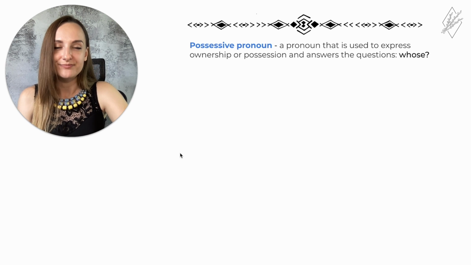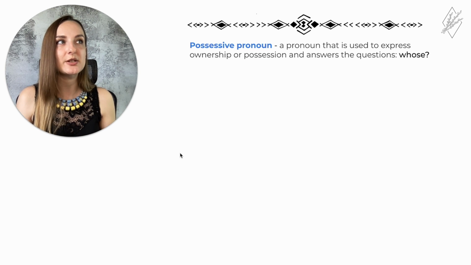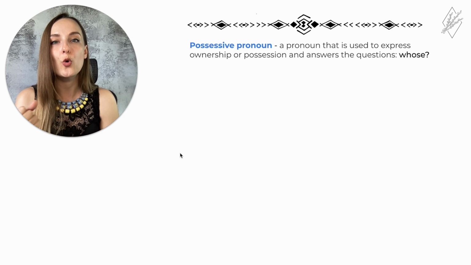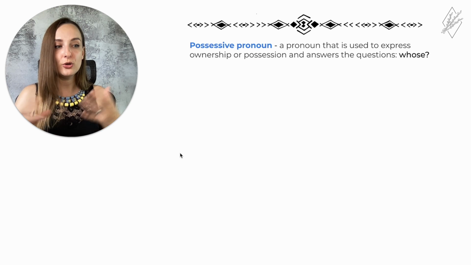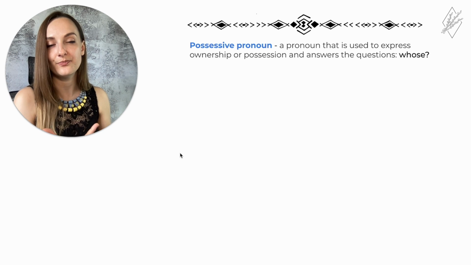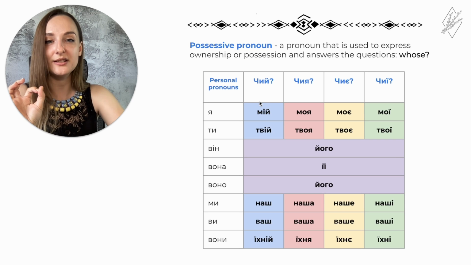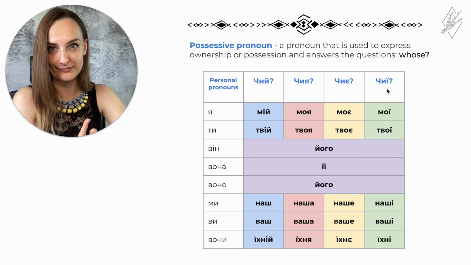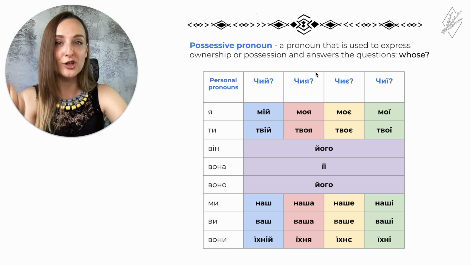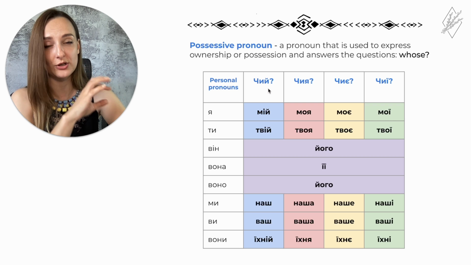And let's go on. Possessive pronouns. What are they? These are those pronouns that help us to express possession or ownership, and they answer the question whose. Whose is this thing? The thing is that in Ukrainian we have 4 different forms of the question whose, because it has genders and numbers. So whose can have masculine form if the object is masculine.